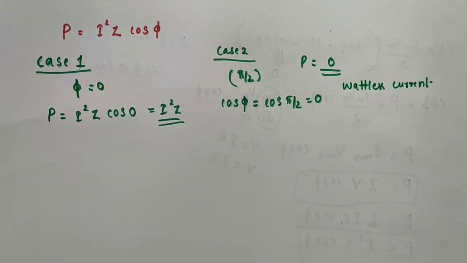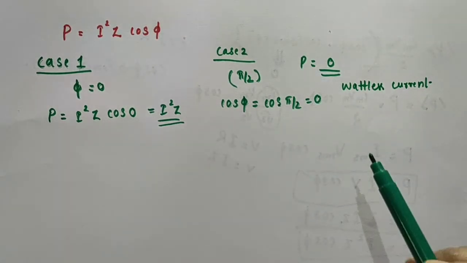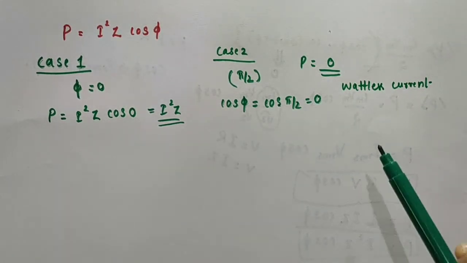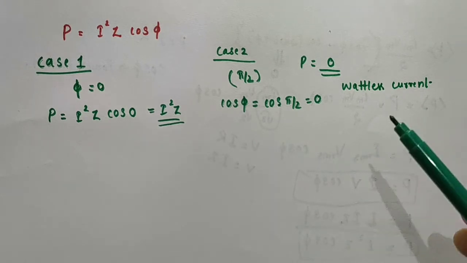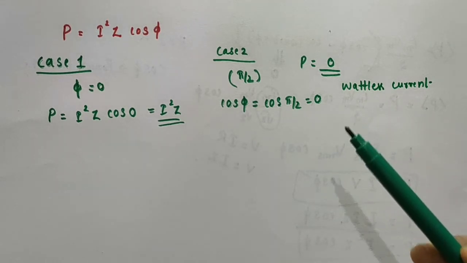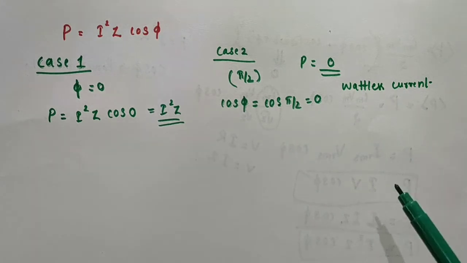Now, we got the power dissipated as 0. So, no power is dissipated even though a current is flowing in the circuit. That current is referred to as wattless current. That is, there will be some current in the circuit without any power loss. Such a current is called wattless current.